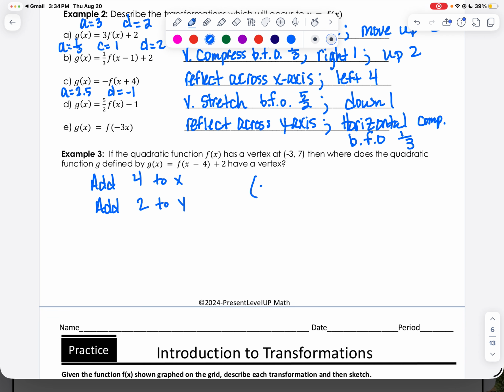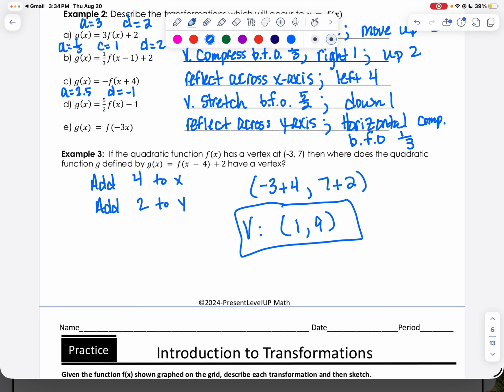So if our original vertex was negative 3, 7, we're going to have to add 4 to the x value, and we'll have to add 2 to the y value. So my new vertex would be negative 3 plus 4 is 1, 7 plus 2 is 9.